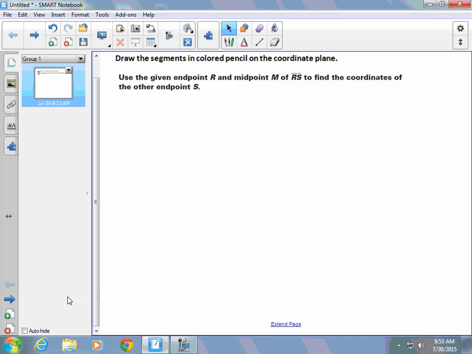Okay, we have been working on trying to find the missing endpoint. Let's go over one more example of finding a missing endpoint mathematically. First of all, let's start with some new points. Let's start with R. And R this time will be at (7, 2).